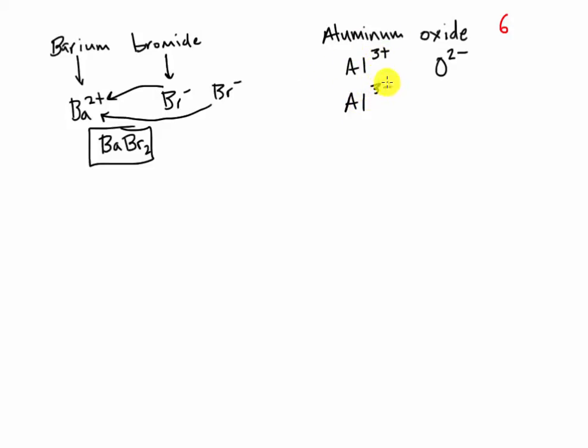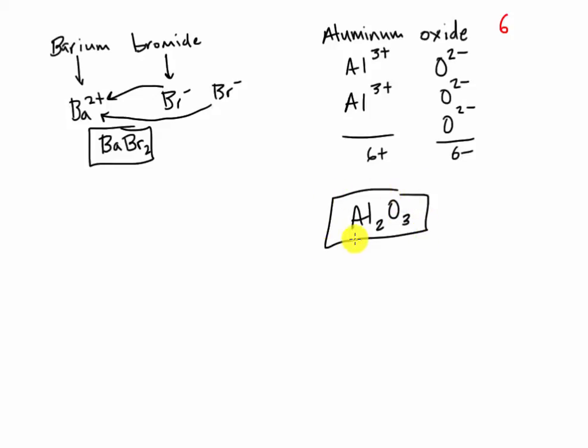Al 3+. It's going to give me +6 with two of them. Oxygen, if I do one, it's going to be -2, and with three it's going to be -6. Over here I've got +6 for my charge. Therefore, how many aluminums do I need? 2. How many oxygens do I need? 3. And there's my formula writing for ionic compounds.